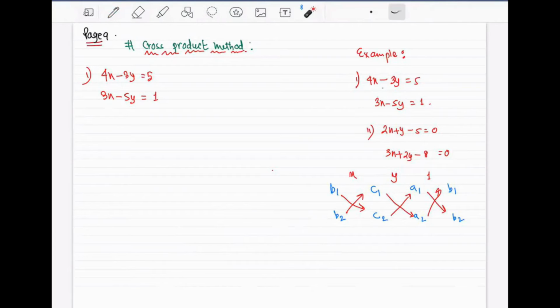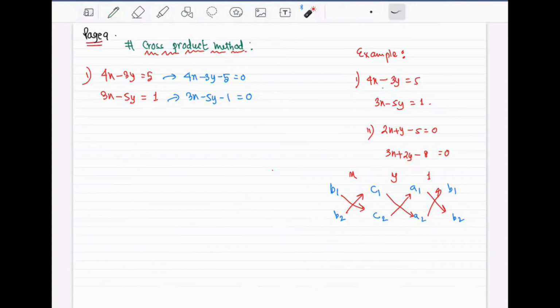As I have just said, we don't want this form of equation. We want equation in the form of like this. All the terms on the left hand side, we just want 0. So I'm changing this a little bit. So we are going to have 4x minus 3y minus 5 is equal to 0. You bring the 5 to the left hand side. Same thing, bring the 1 to the left hand side. So we will have 3x minus 5y minus 1 is equal to 0.